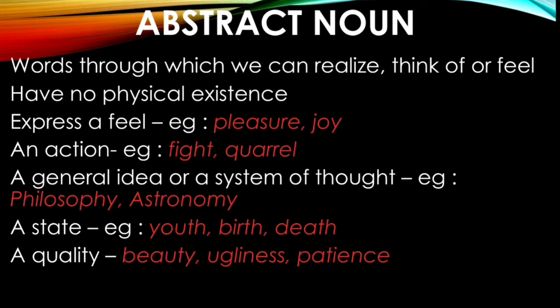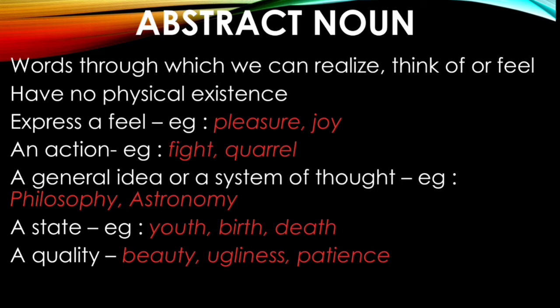Now we are going to abstract noun. Abstract nouns are words through which we can realize, think of, or feel mentally or emotionally. They have no physical existence, like we have already said. Look at these words: pleasure, joy, and action, fight, quarrel. There are gusti or karate, it has physical existence, but the word fight, it is an abstract idea. Then it becomes abstract noun, a general idea or system of thought like philosophy, astronomy, a state, youth, birth, date.